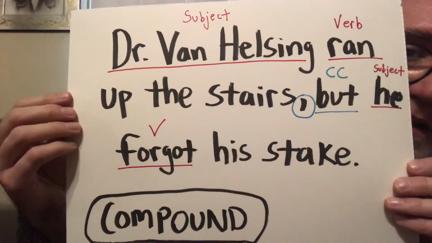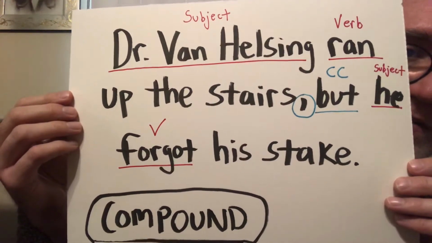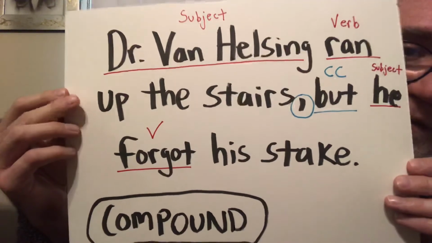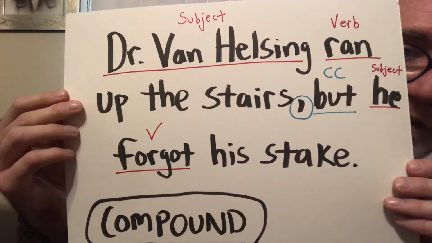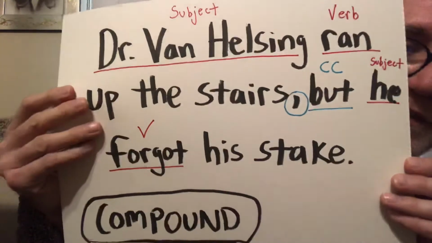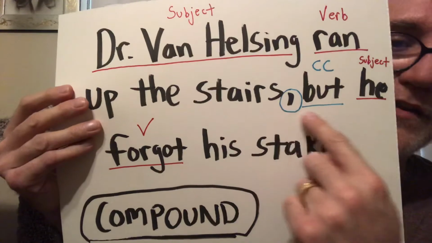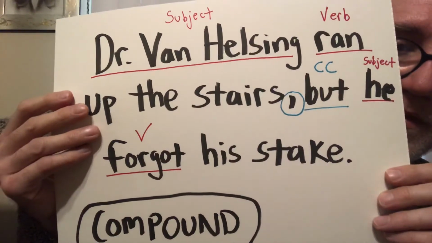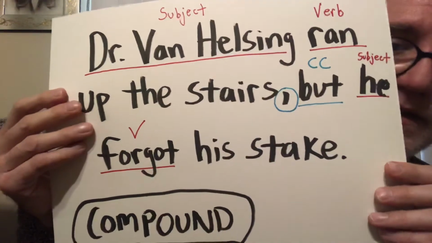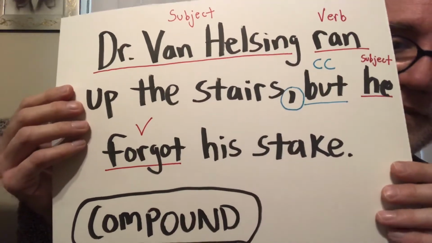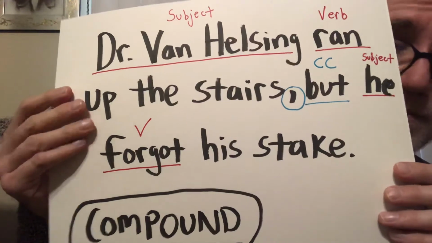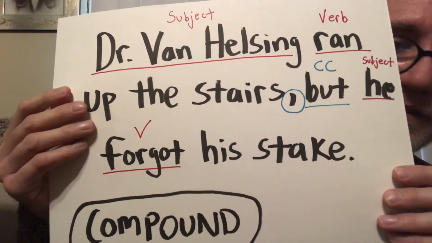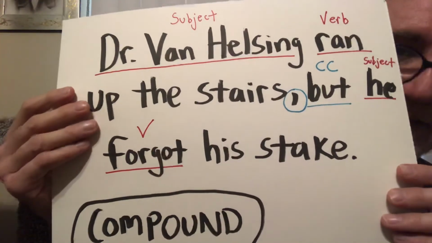So the independent clause that I have here, "Dr. Van Helsing ran up the stairs." So that still is an independent clause, right? We have the subject and the verb. However, you'll notice something here. We have a comma and then the word but, right? So, comma, "but he forgot his steak." So, okay, "Dr. Van Helsing ran up the stairs, but he forgot his steak," right?